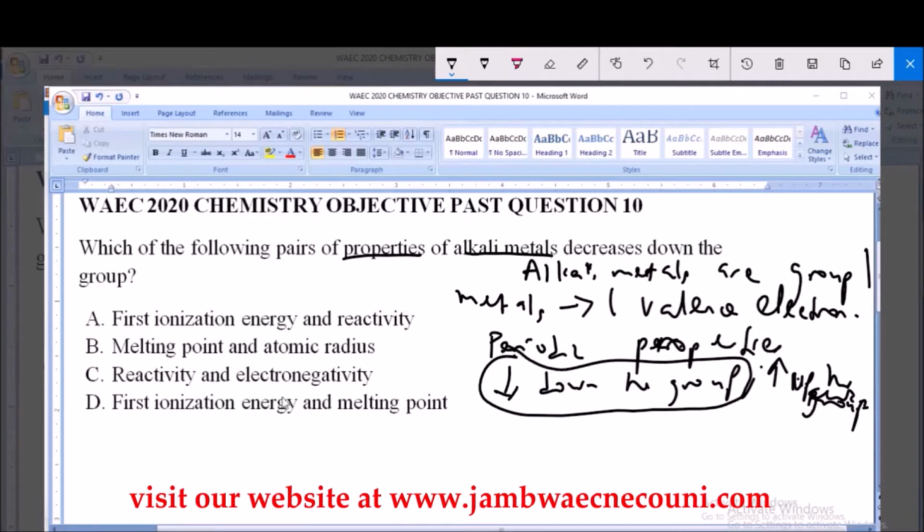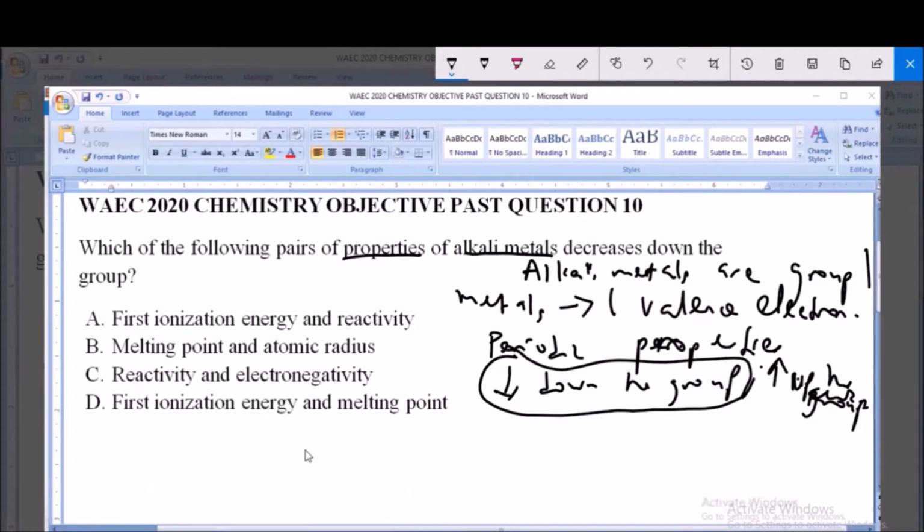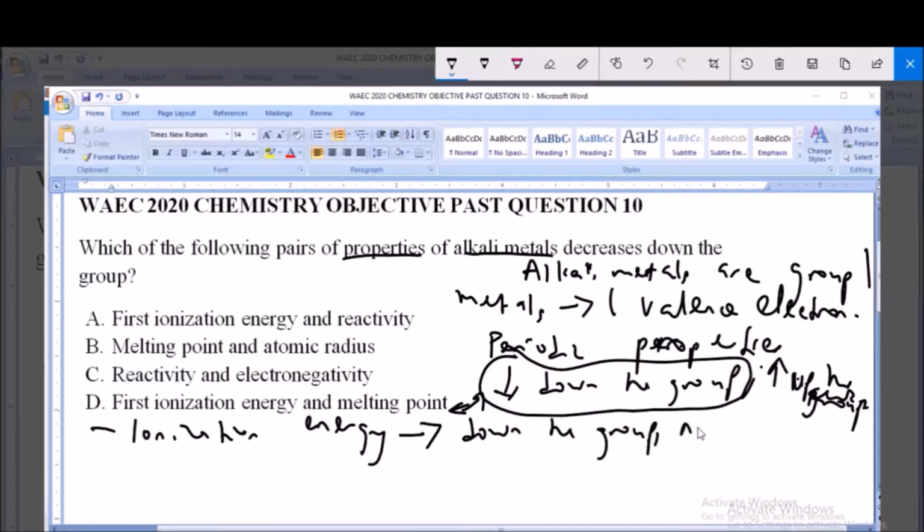So ionization energy is one of the periodic properties that decreases down the group. Now, the ionization energy decreases down the group because as you go down the group, the number of shells increase.